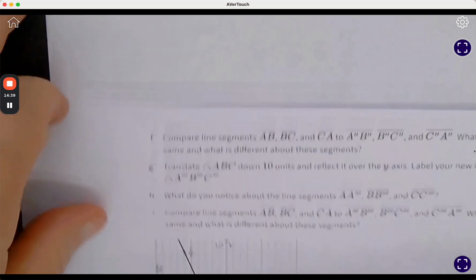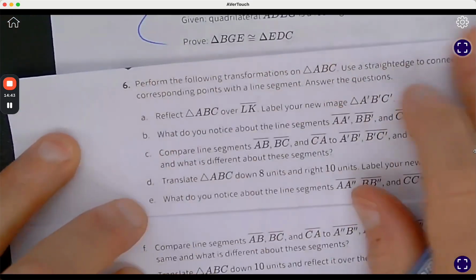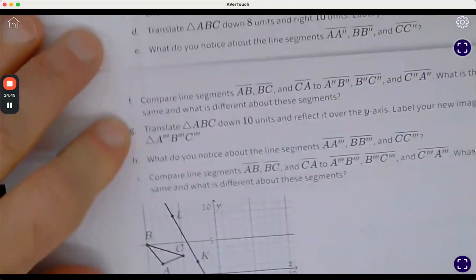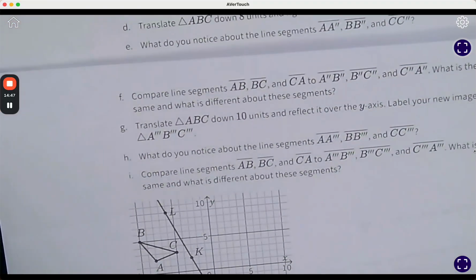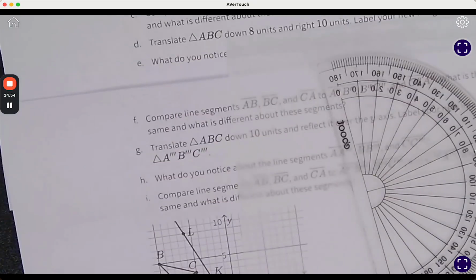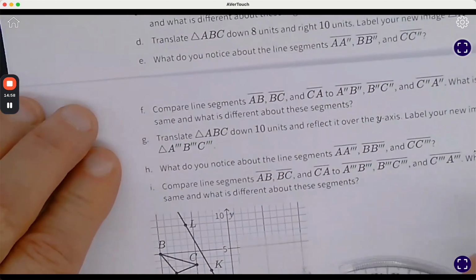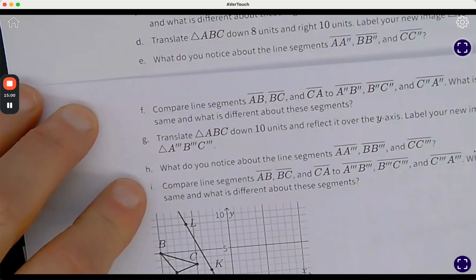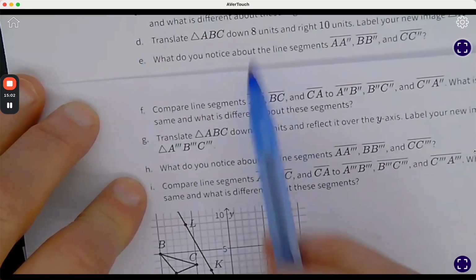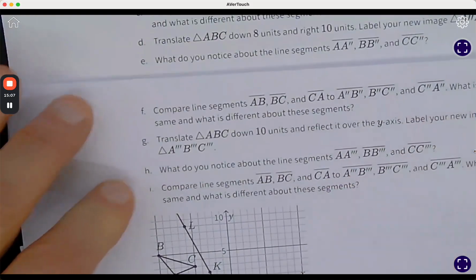Number 6. Okay, so perform the following transformation on ABC. Okay, I'm going to need some paper from Patty. Hi. I'm going to need a straight edge too. So I got those two things. Okay, let's do it. What's the first thing I'm going to do? Reflect ABC over LK.